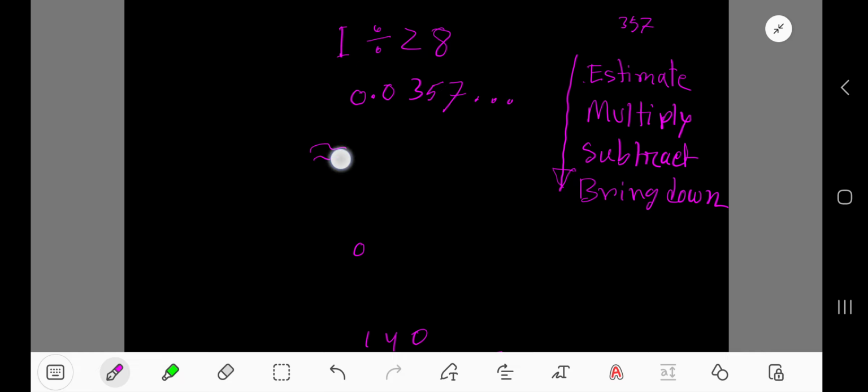And if you want to round up to 3 digits after the decimal, this 5 will be our rounding digit, this 7 will be our test digit. Since the test digit is greater than 5, we need to add 1 to our rounding digit. So our result will be approximately 0.036. So you can write the answer this or this.